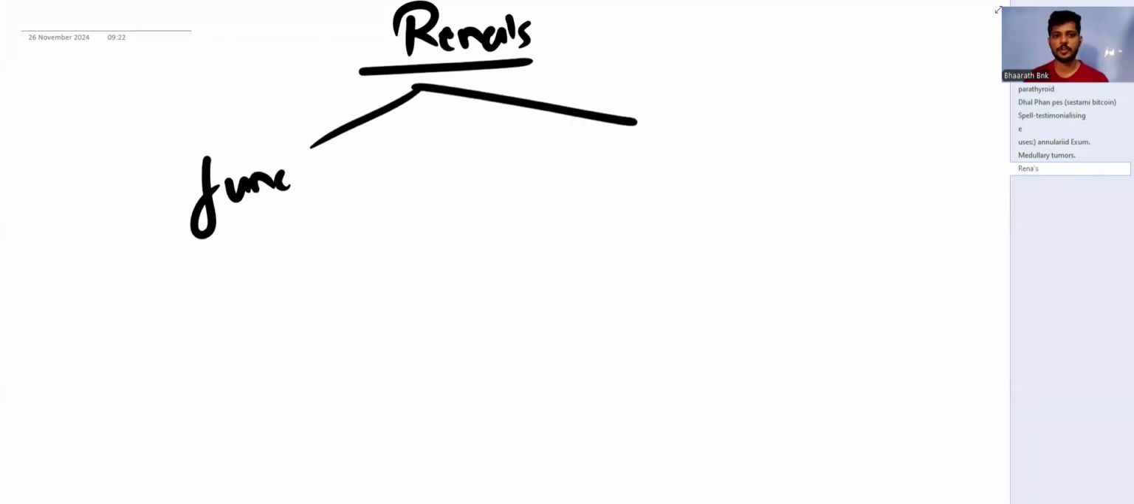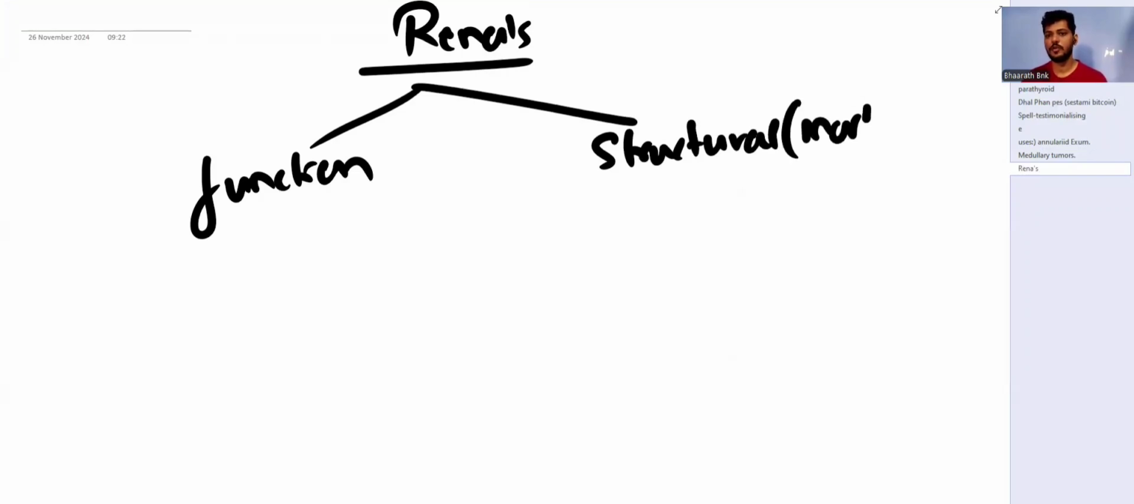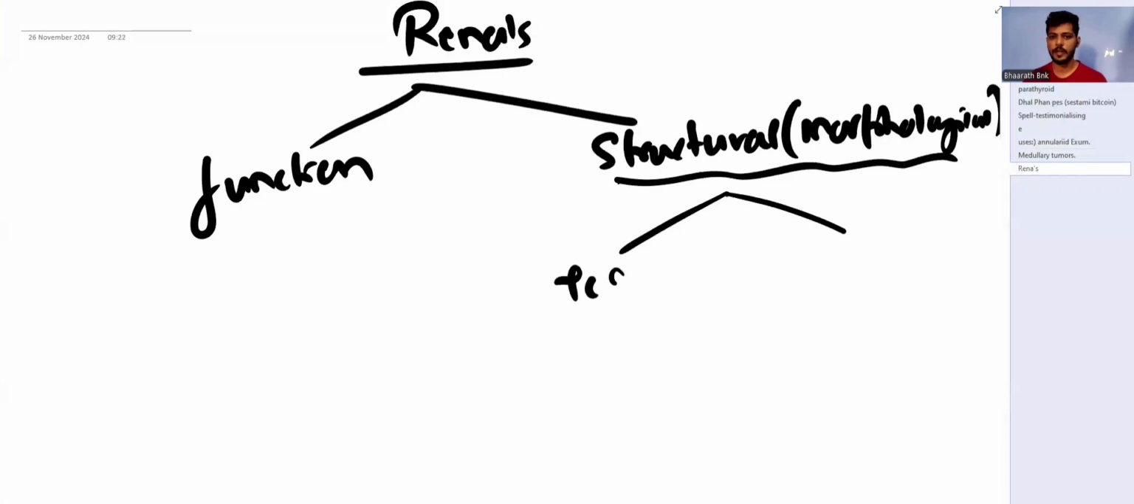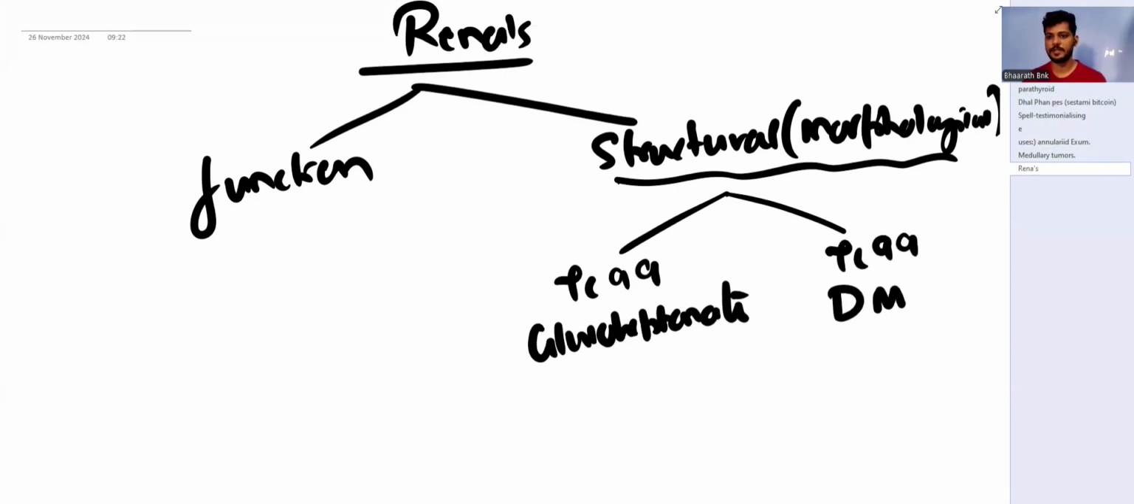Then in case of kidneys, this radionuclide scan can be used to assess the function of the kidneys, and it can also be used to assess the structure of kidneys. So it is called functional imaging and morphological imaging. To assess the structure of a kidney, you can use technetium 99 labeled glucoheptonate or technetium 99 labeled DMSA. So DMSA is for structure.